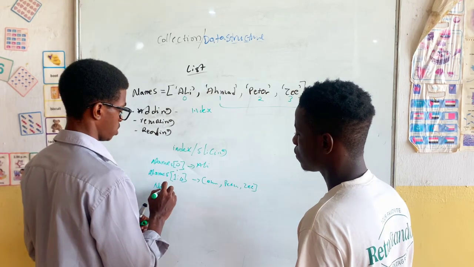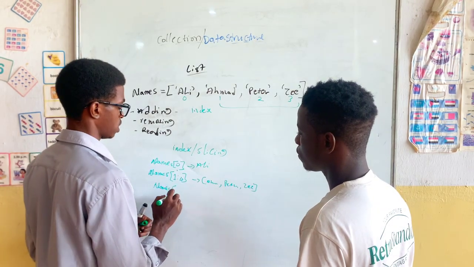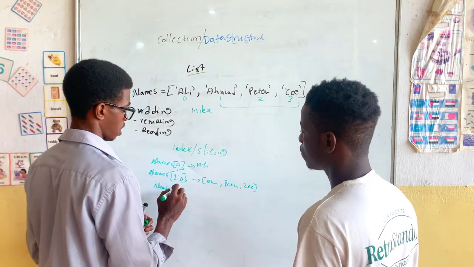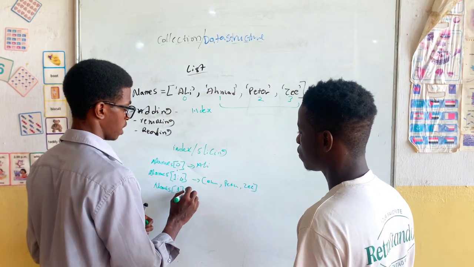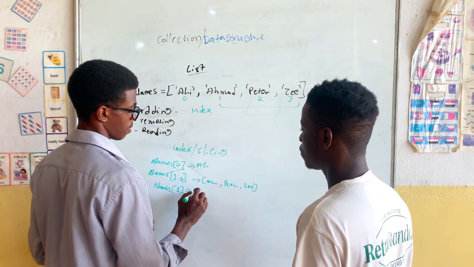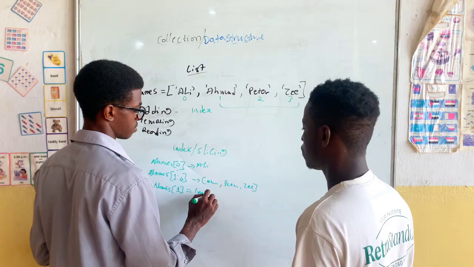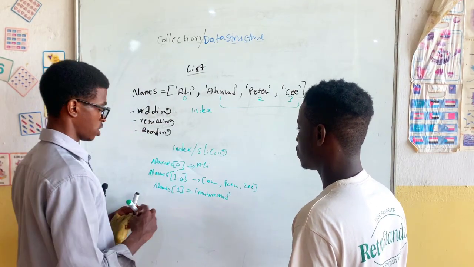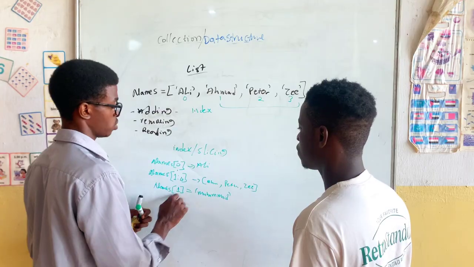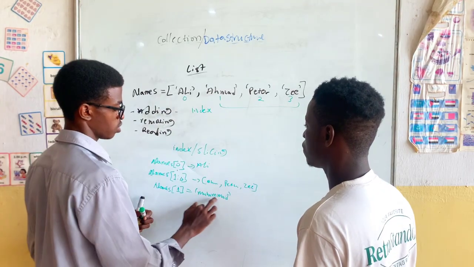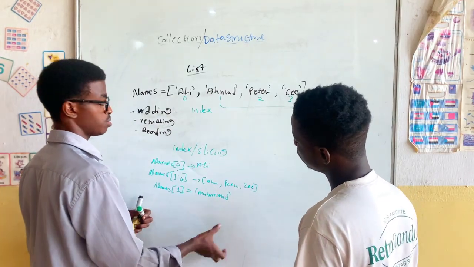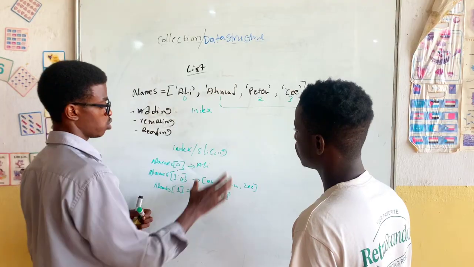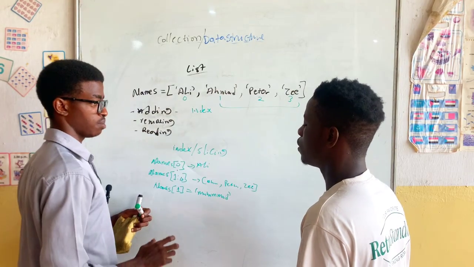When I want to update, I will call the collection, then access a specific element. Let's see Ahmad, say index 1. Then I say it's equal to now Muhammad. So by doing this, I'm accessing a specific element, which is this Ahmad. Then I say it's equal to Muhammad. So now it's going to be updated. Ahmad will be removed and then Muhammad will be replaced there.